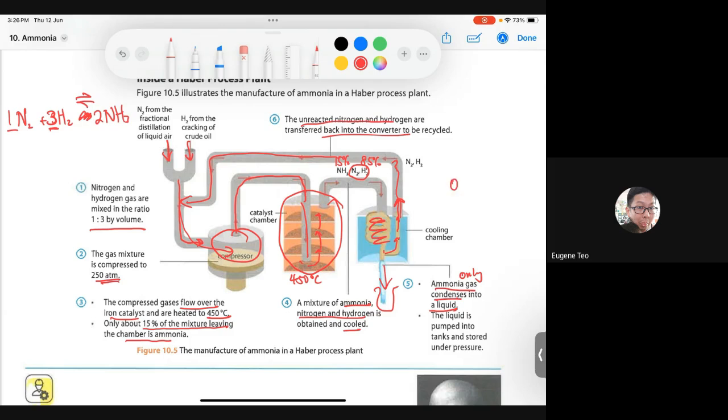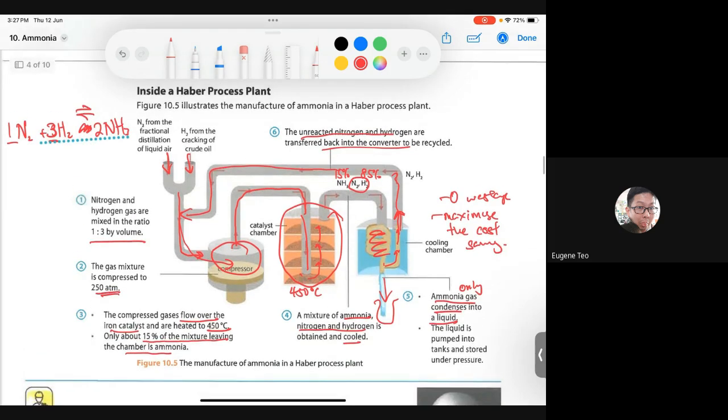So there's zero wastage. In this case, I will maximize the cost savings. Otherwise everything becomes expensive. So there's zero wastage and maximum cost savings. Okay, so this is a very smart way of doing the Haber process. If you do engineering, or I should say chemical engineering, or any type of engineering, it's really about creating a system that can maximize your profits, or maximize your reaction. Because in real life, you don't always get 100% most of the time. Okay, so this is inside the Haber process plant.